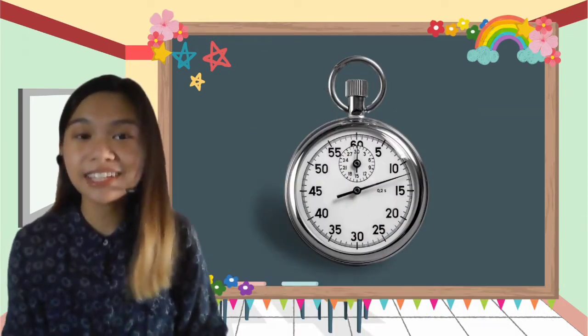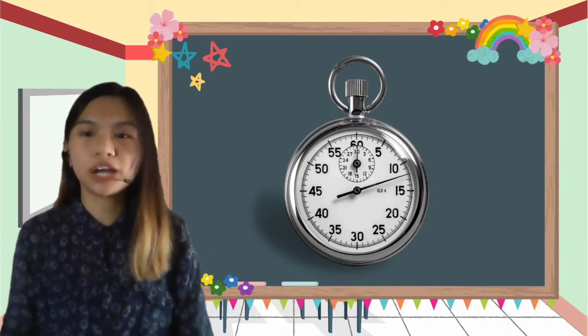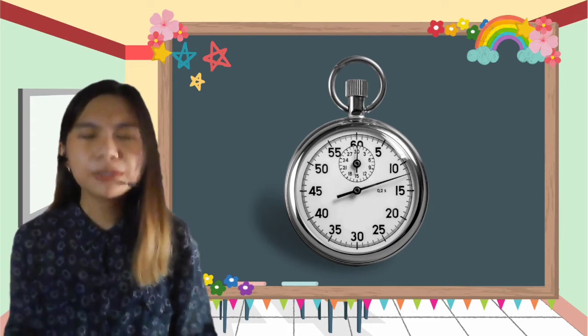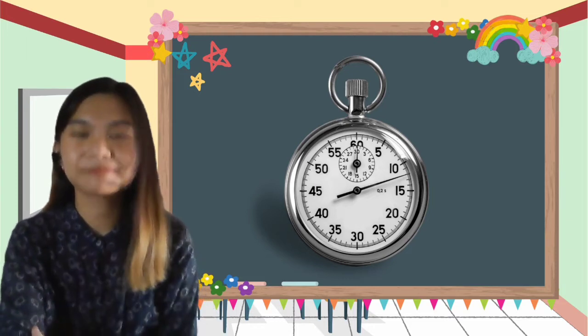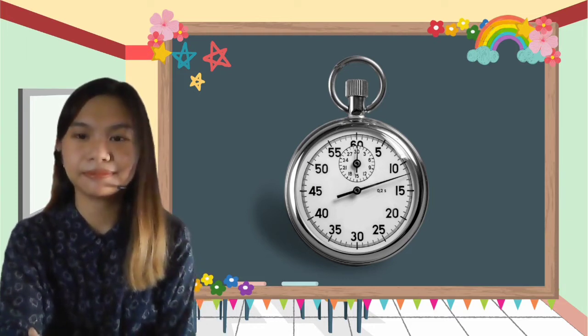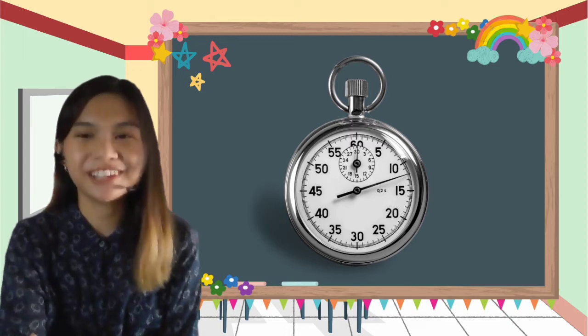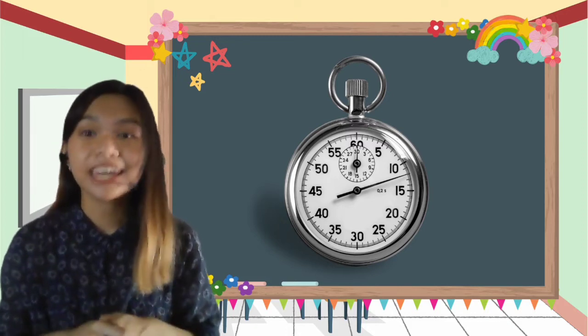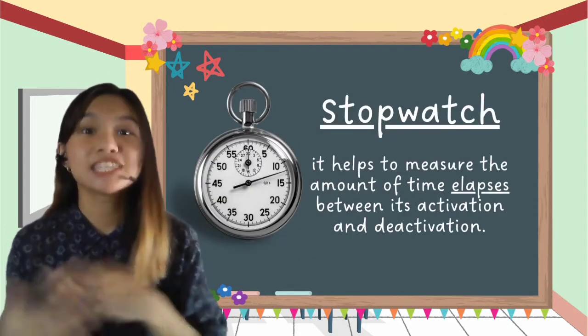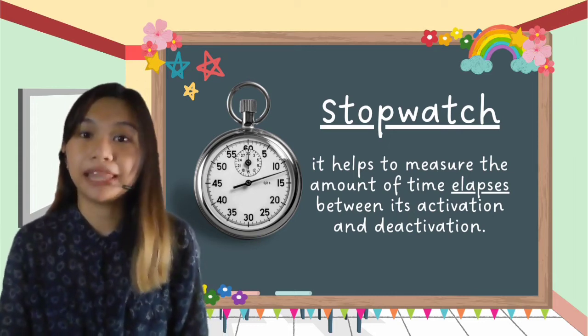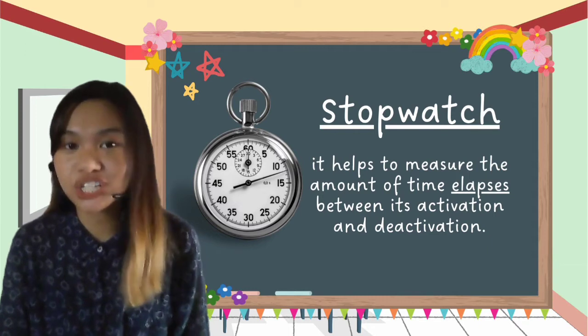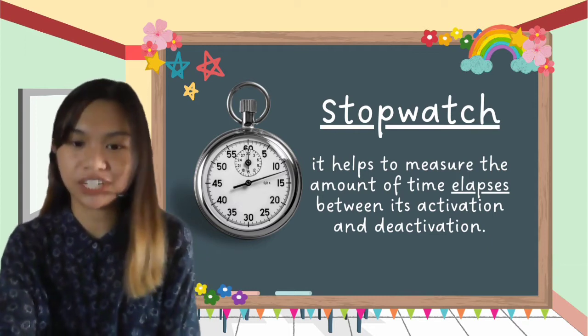So let's all settle down and look at the object on the board. Can somebody tell me what it is and its purpose? Great job! That's correct. This object is a stopwatch, so it helps us to measure the amount of time that elapses between its activation and deactivation.